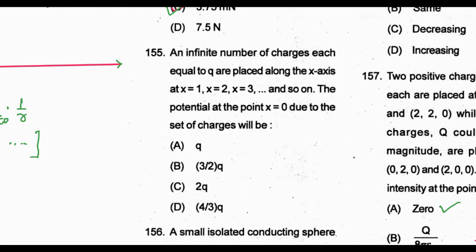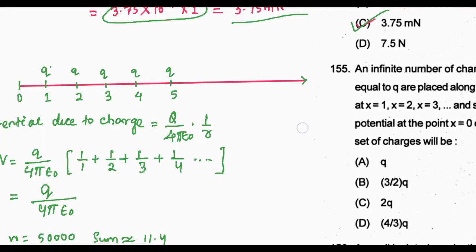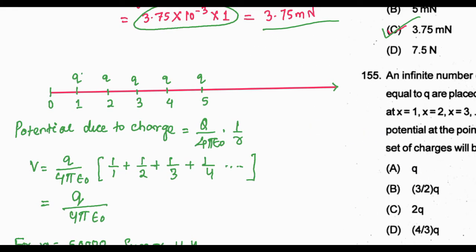The potential at the point x equal to 0 due to the set of charges will be. So this is a very interesting question. Here suppose the number line, and here we are putting charges q, the same charges q, at 1, 2, 3, 4, 5 and so on up to infinity. So what will be the potential due to charge q?